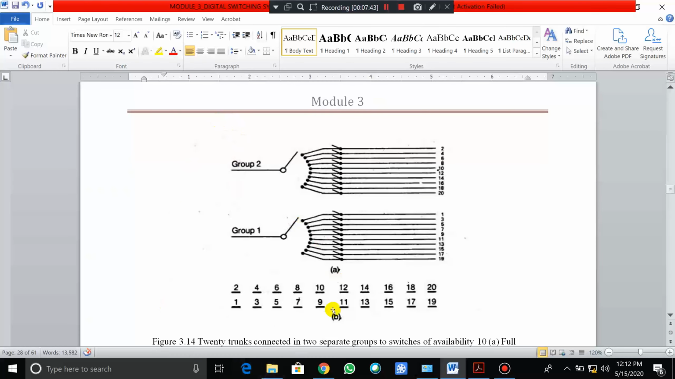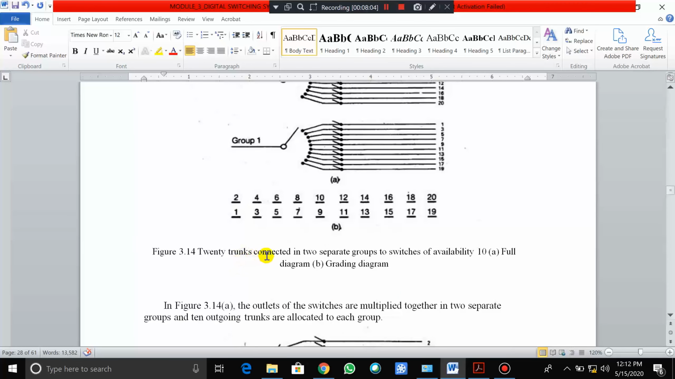Now in this diagram you can see group number 2 and group number 1, and here 2, 4, 6, 8, 10, all are even. Here 1, 3, 5, 7, 9, all are odd. Again you can see these are even and these are odd. So 20 trunks are connected in two separate groups of switches of availability 10. So this is the diagram.